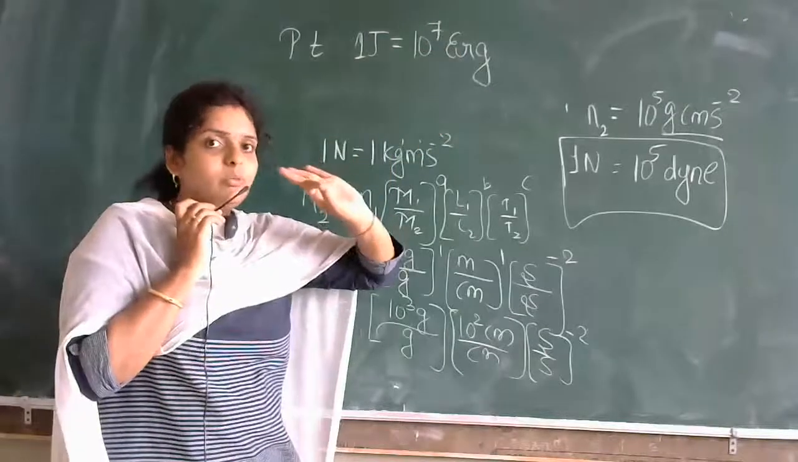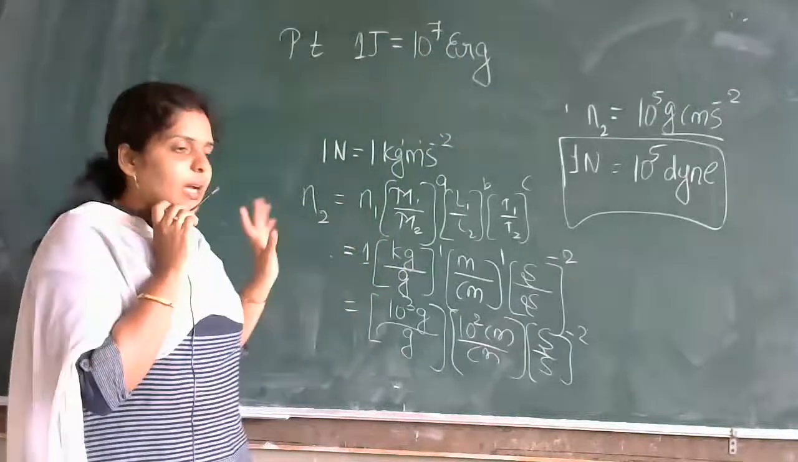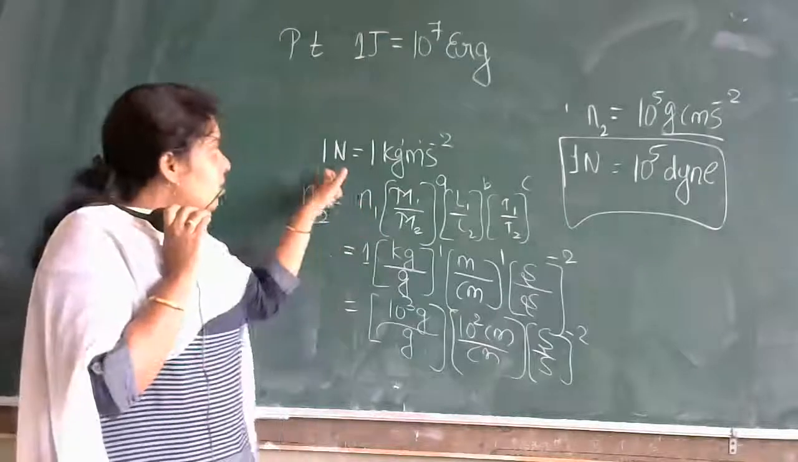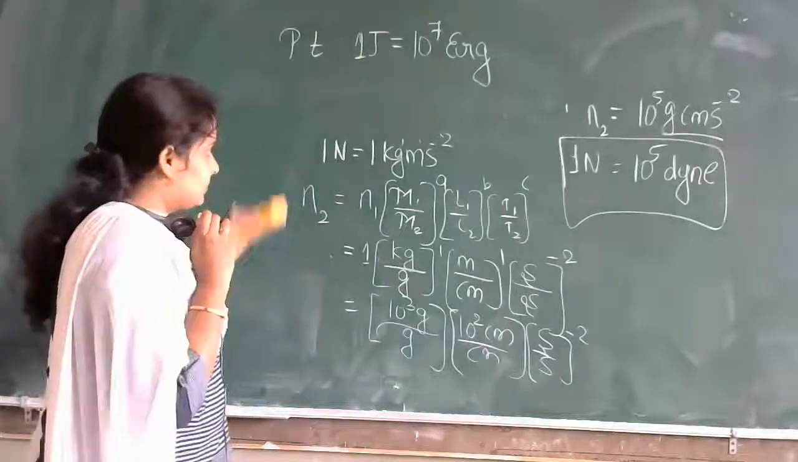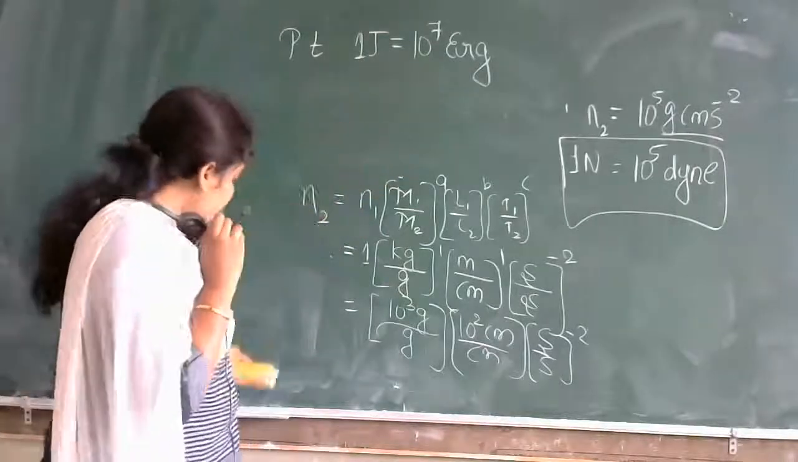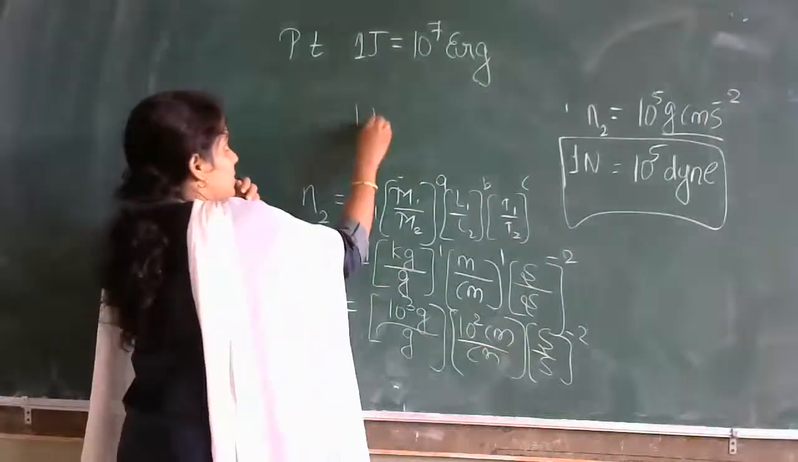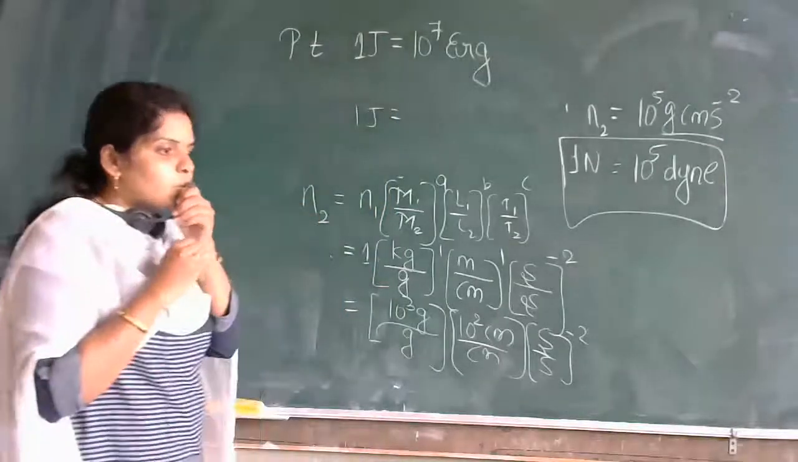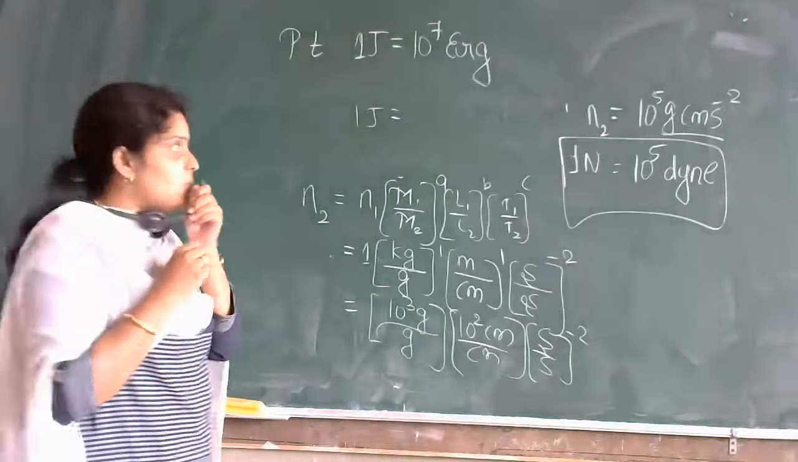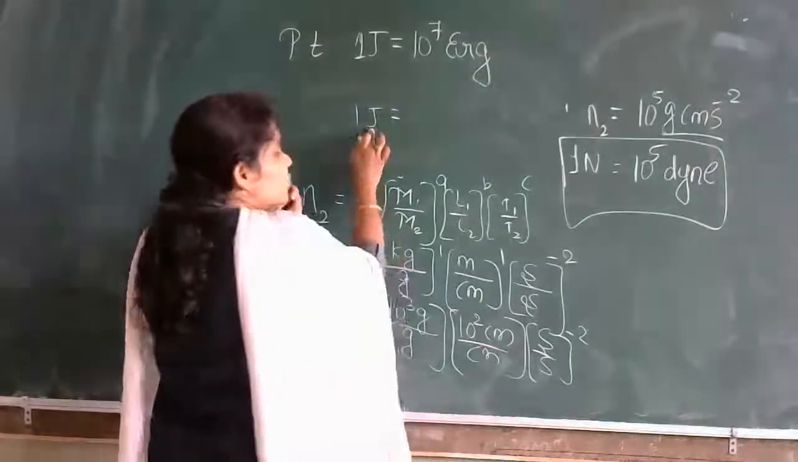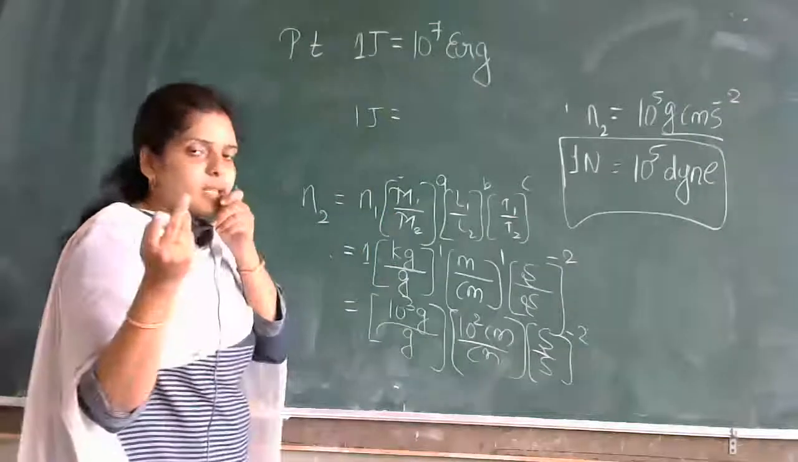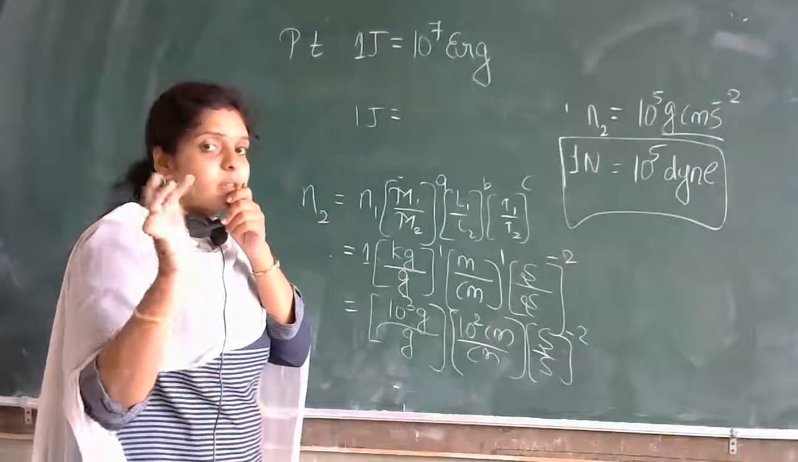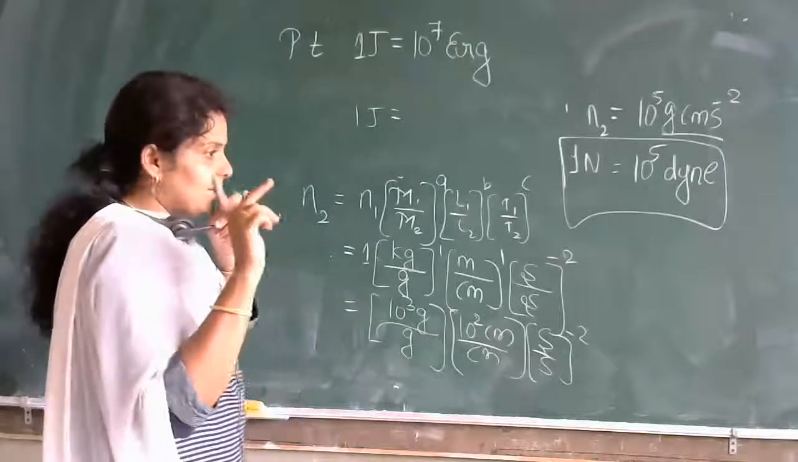How to convert that? Same steps. This is your homework, okay? So what will you do? You will write the same one. But you should know first, what is 1 joule equal to? What is the unit? Work is expressed in terms of joule. Energy is expressed in terms of joule. So first I'll tell you how to take that.